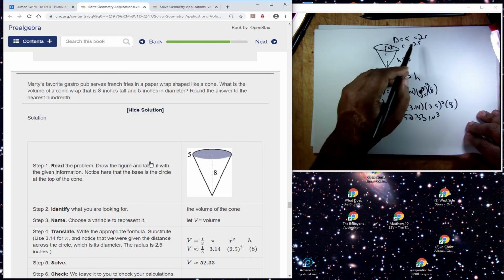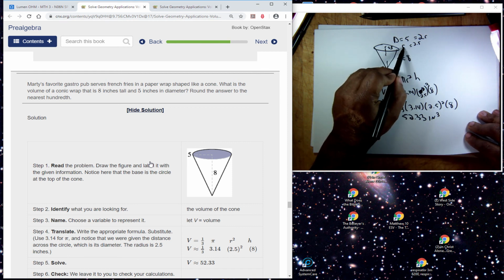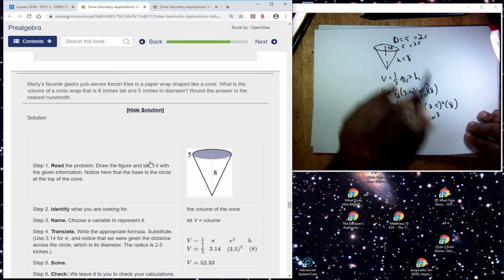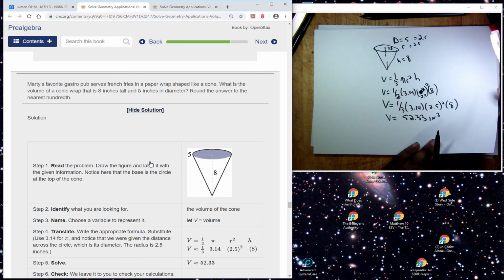Key step, make sure you got the units. They gave you the problem, and in this one they give it to us as a diameter, but we need the radius, which is going to be half of that. Half of 5 is 2.5.